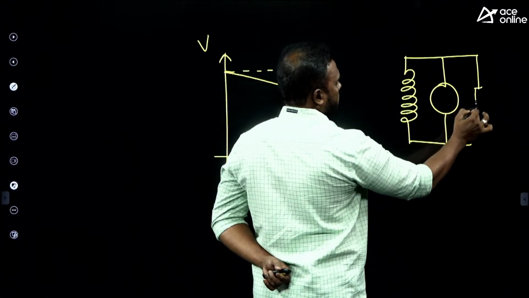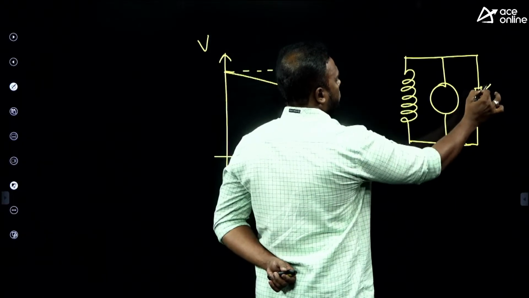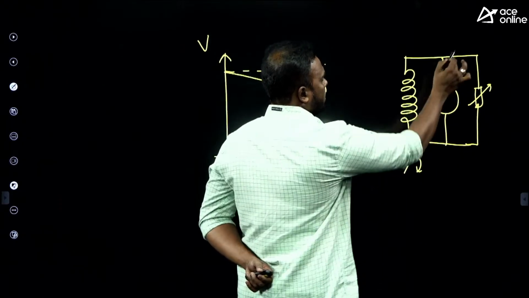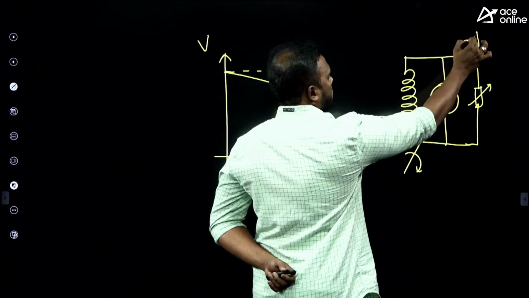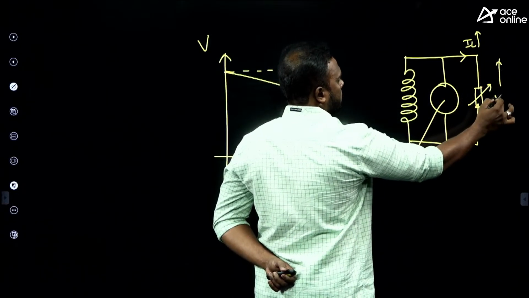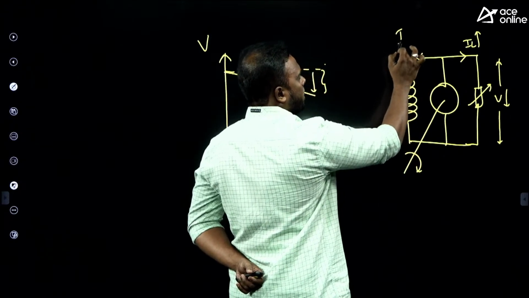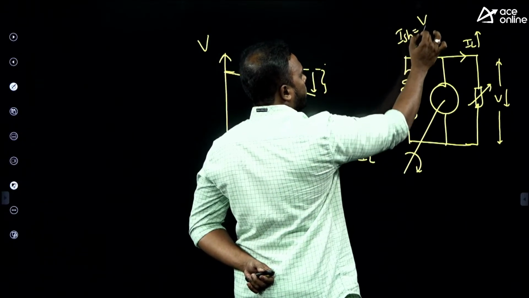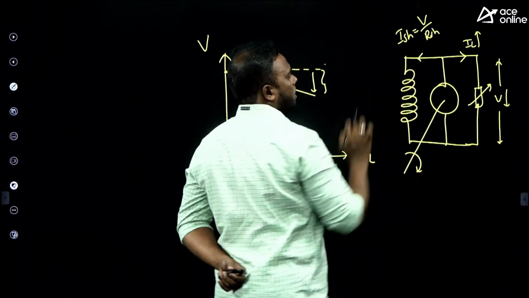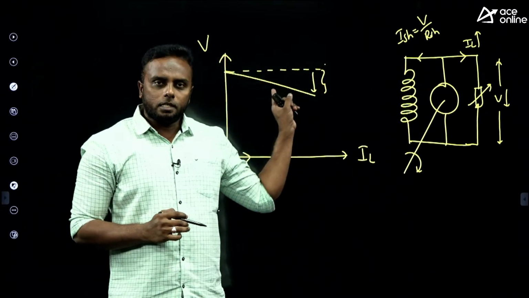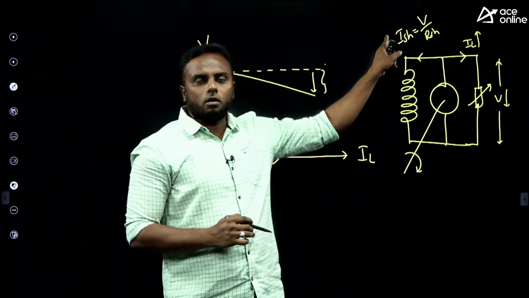This is the load connected here. So whenever this load increases, load current also increases. And here we have terminal voltage. This voltage keeps on decreasing slightly. As this voltage decreases, what is the field current? Ish equals V divided by Rsh. Whenever this terminal voltage decreases, the field current also drops here.